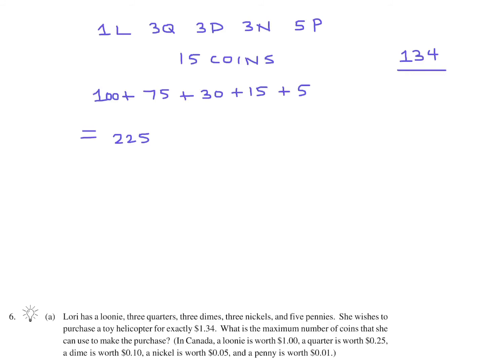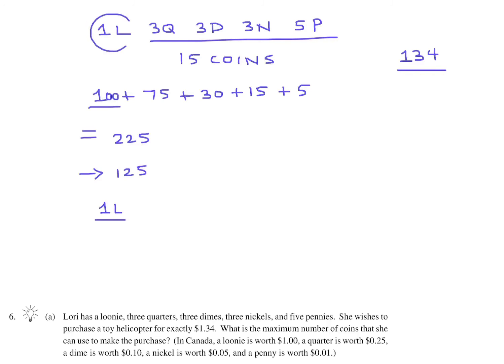But one thing I noticed is that if you take out the loonie, you just say, look, I don't want to count this loonie. Can I do this with just the remaining coins? She will only have 125 cents. And that is not sufficient to buy that toy helicopter. So she must use her loonie. So the loonie absolutely has to be used.